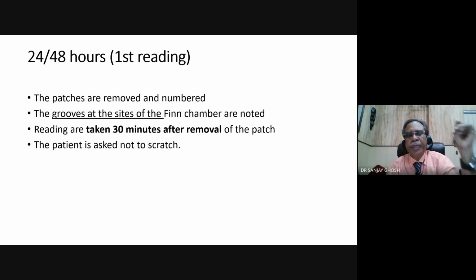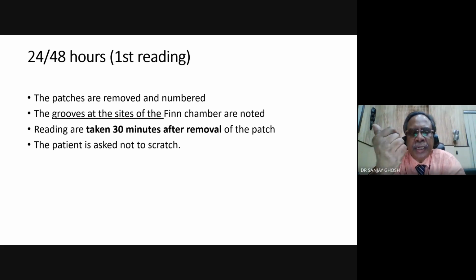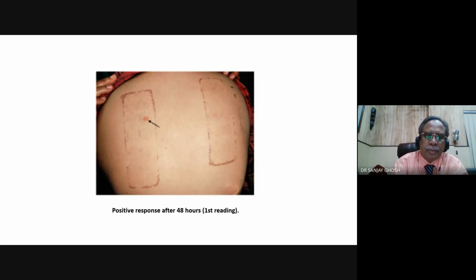And after removing, at 24 hours, you should see the groove. That groove is important. That means the Finn chamber was properly attached. Otherwise, the reading will be false negative. And always take the reading 30 minutes after removing the Finn chamber. Otherwise, due to the pressure, the erythema and papule won't be visible if you take the reading immediately. This is a very minute point, but it is very important.